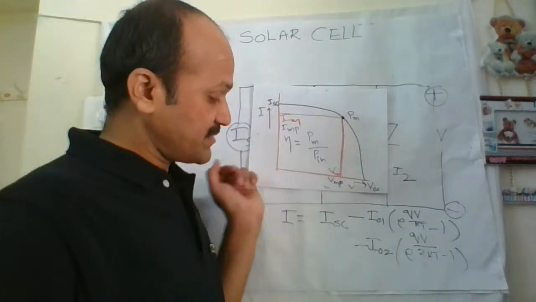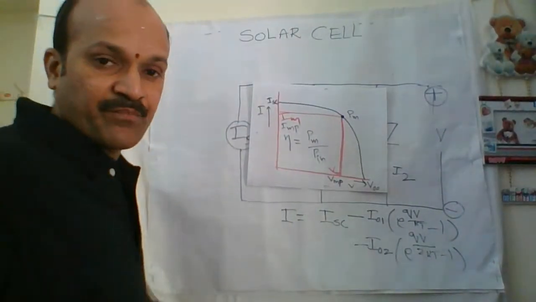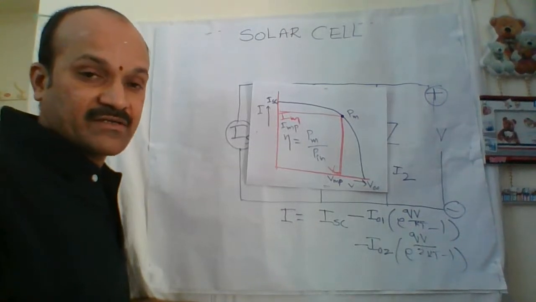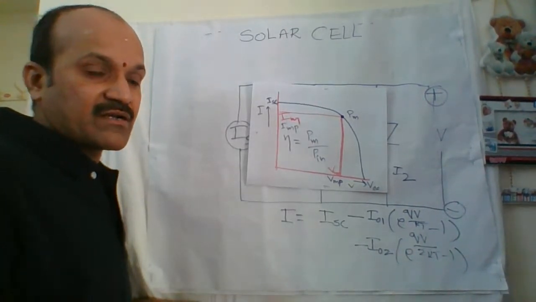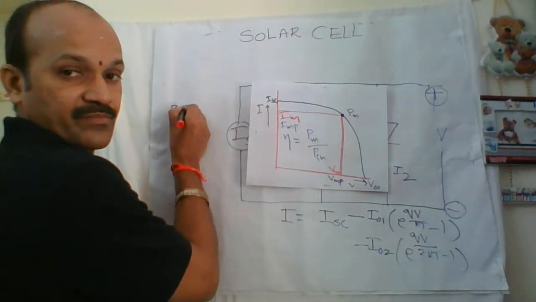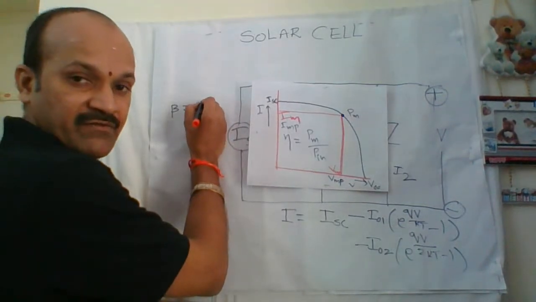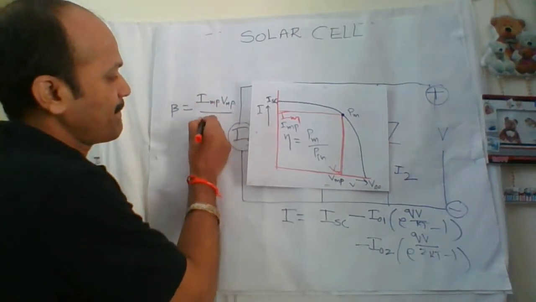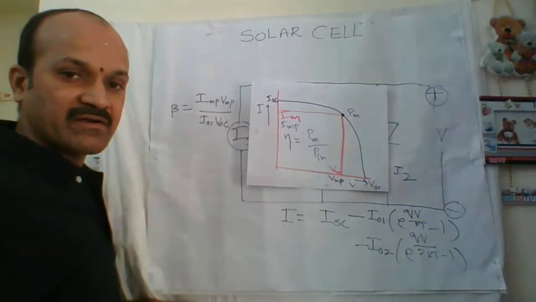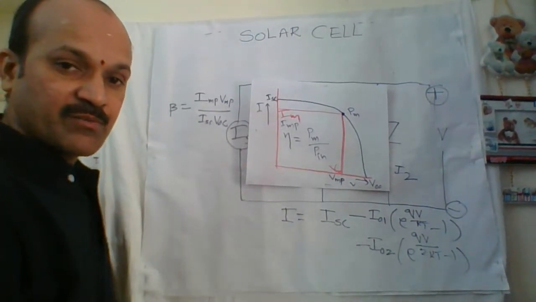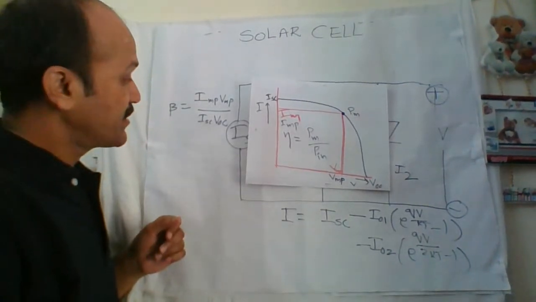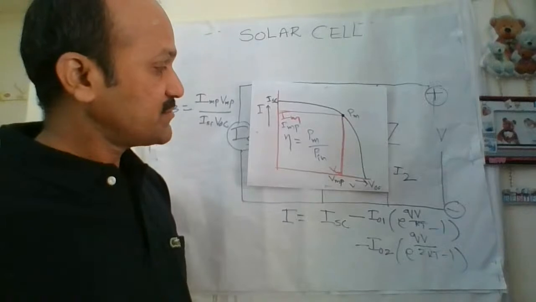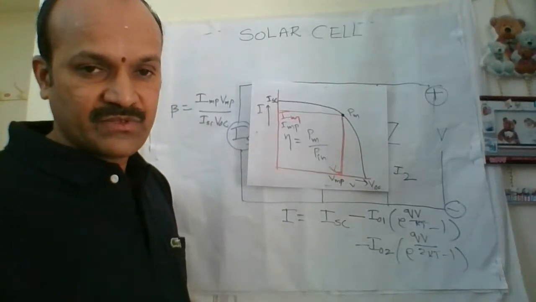And one more important factor, the fill factor. You know that equation. What is the fill factor equation? Are you able to see it? Fill factor is the maximum power by input power, that is IMP VMP by ISC VOC. Right? This is the fill factor calculation, and this is about this.